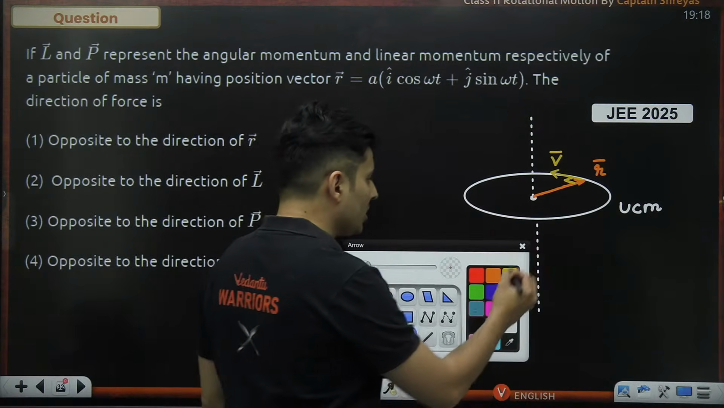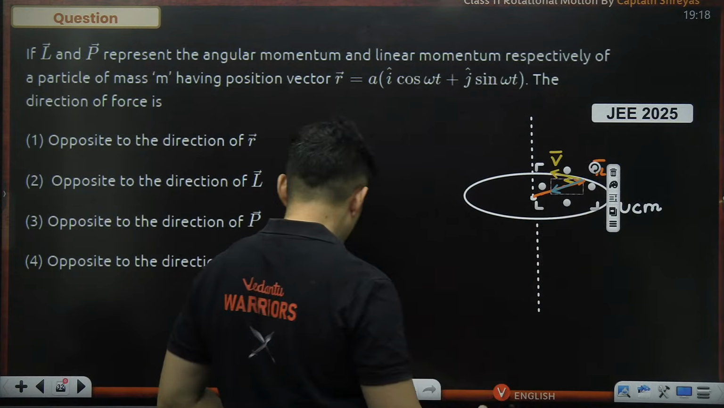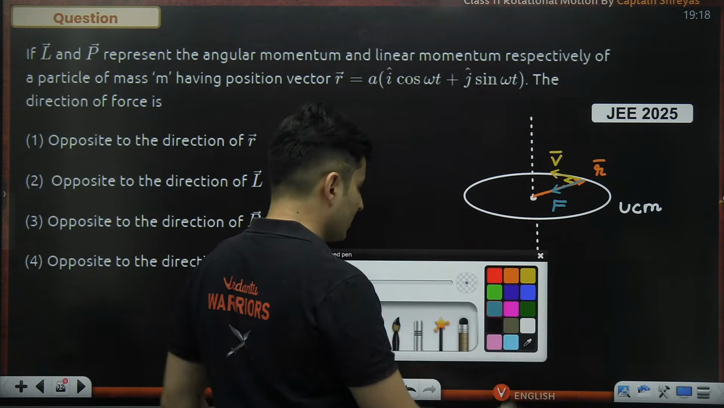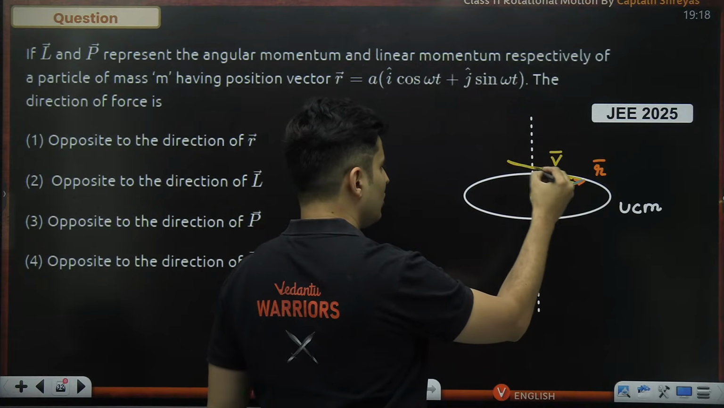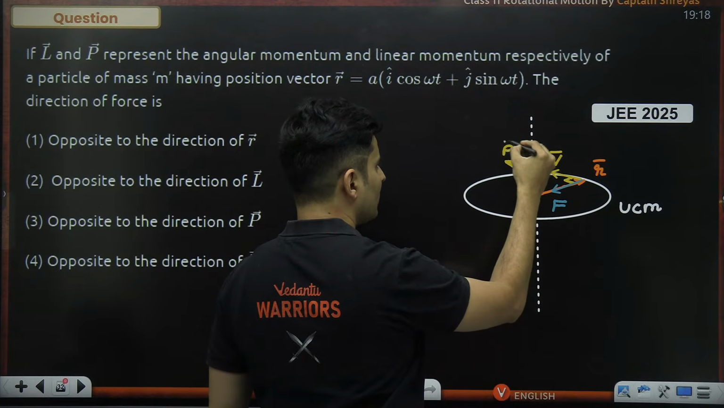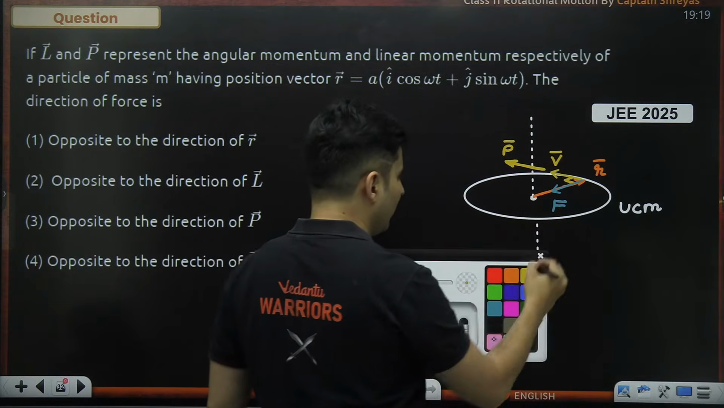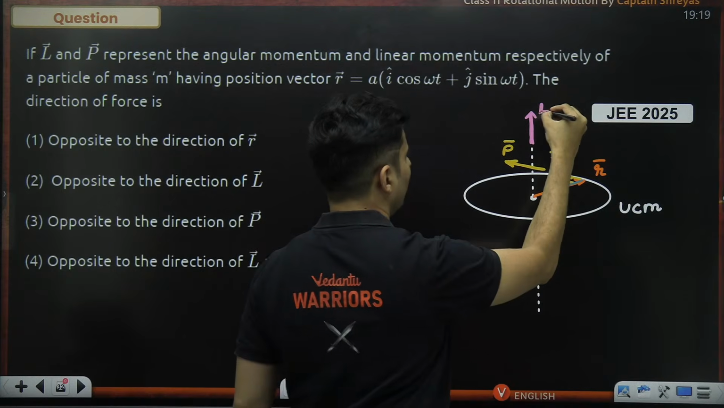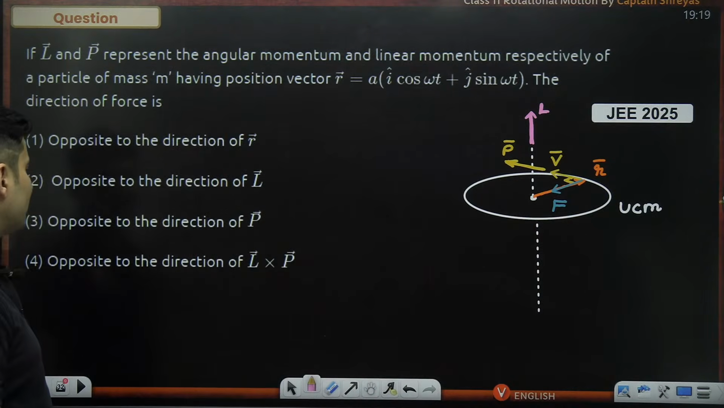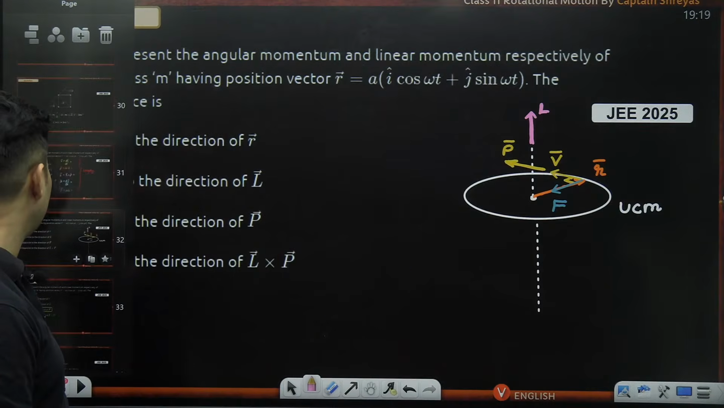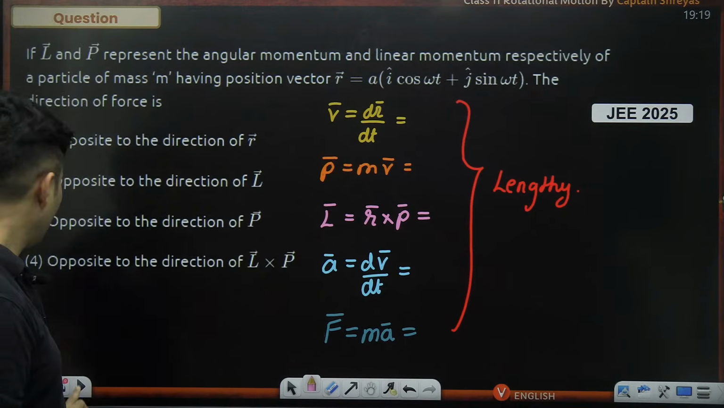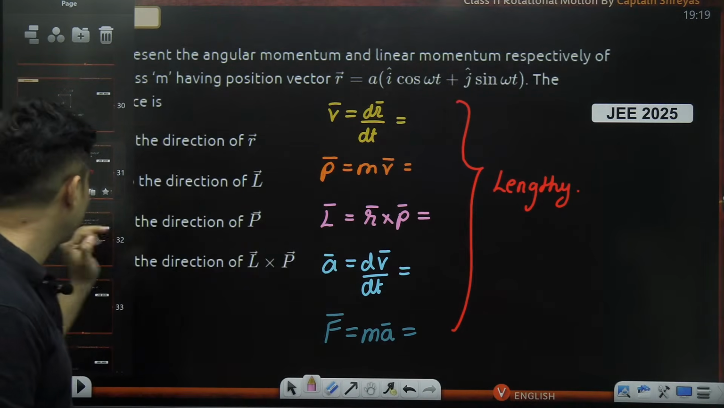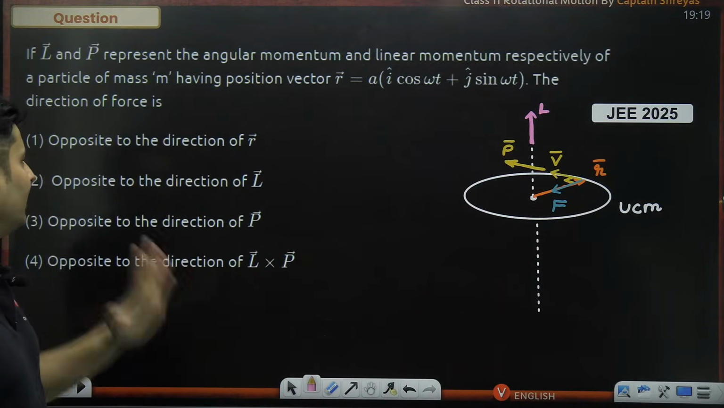And in uniform circular motion, the force which exists is only centripetal force. So the force will be in this direction. There is no tangential force. And in the direction of velocity only, you will have linear momentum. And the angular momentum will obviously be like this. The angular momentum will be perpendicular to all of them. So the question is the direction of the force, guys, that's what they have asked. So you don't have to do all this now. Just quickly think and tell me.